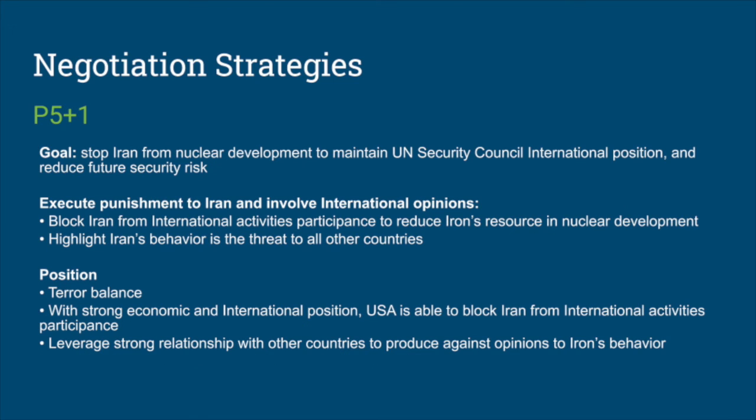On the side of the US and P5+1, their goal is to stop Iran from developing nuclear technology for the potential of creating nuclear weapons, to maintain their international position as UN Security Council seat members, and to reduce any future security risk. So they'd punish Iran by imposing sanctions and involving international opinion. Their position is also one of terror for the purpose of balance, using their strong economic and international position to block Iran's activities.